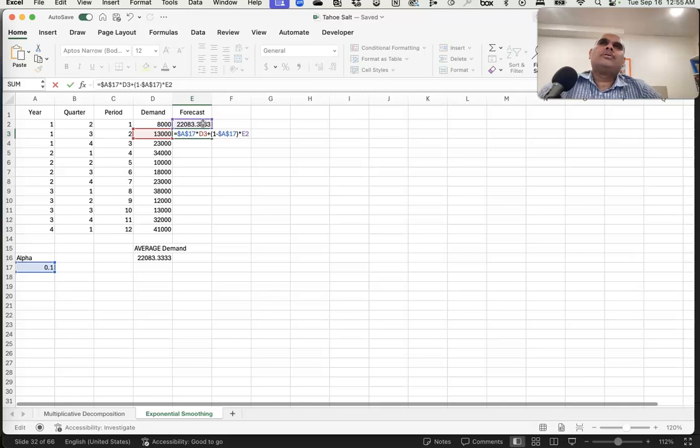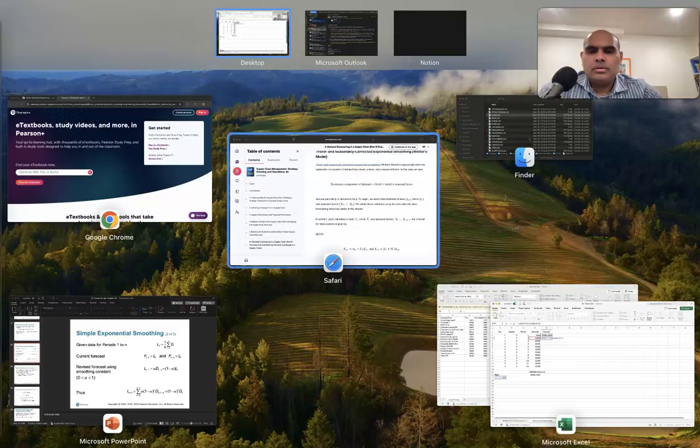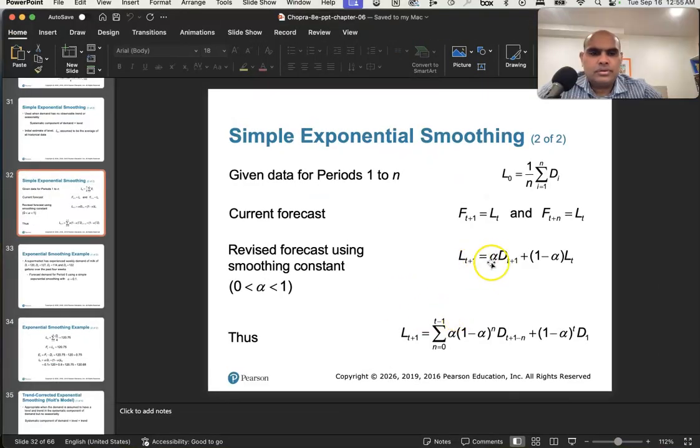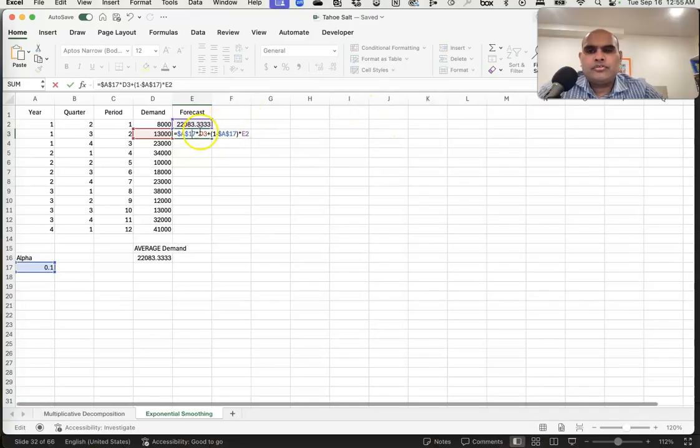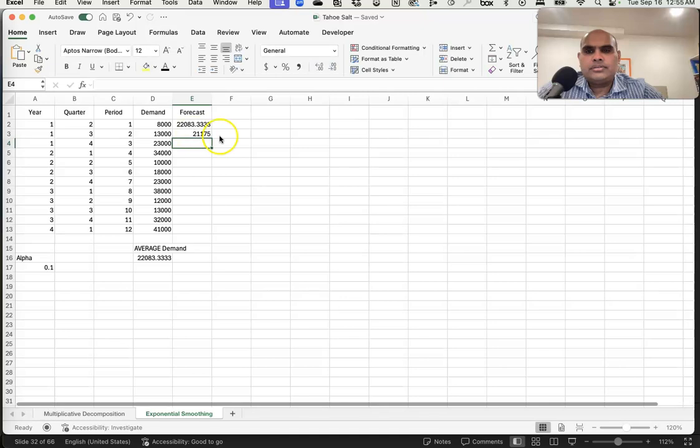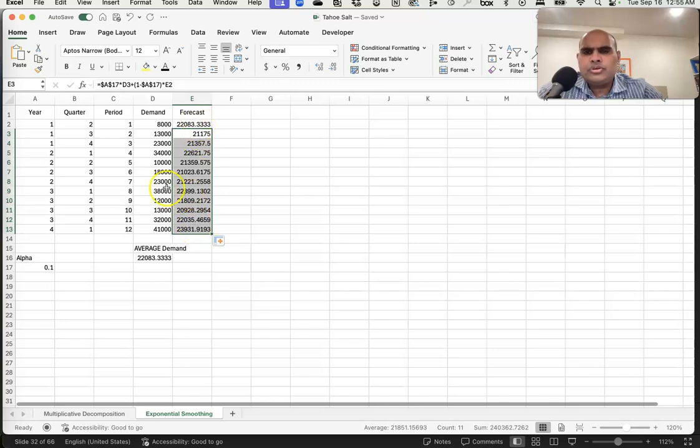Forecast plus forecast error. It is alpha times demand plus 1 minus alpha times the forecast. That's the idea. So 90% of it is the forecast, 10% of it is the demand, and that's what you have. And there you go. And that's what you see. And obviously notice that the forecast and the demand are really far apart.